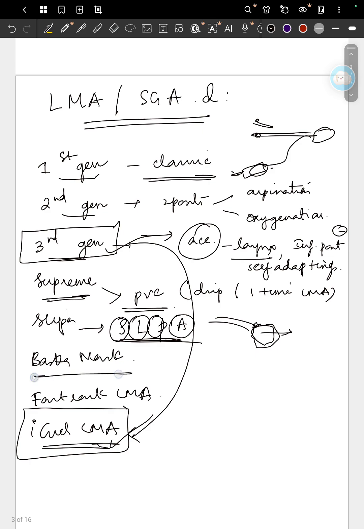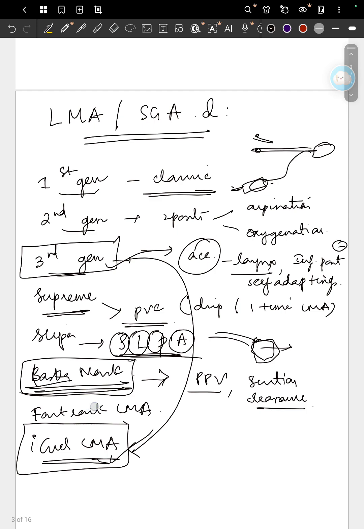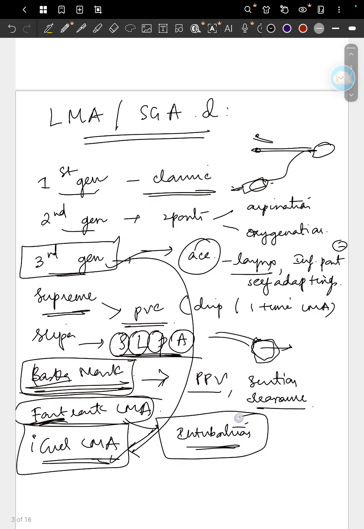And we have Bullard mask, sorry. Bullard mask basically is a new device and it helps in positive pressure ventilation and also suction clearance. So these are the two specialities Bullard mask has. Coming to fast track, as the name says, we can do things fast with fast track LMA. So we do intubation along with laryngeal airway clearance. It means the required tools for intubation are also present in this LMA device.